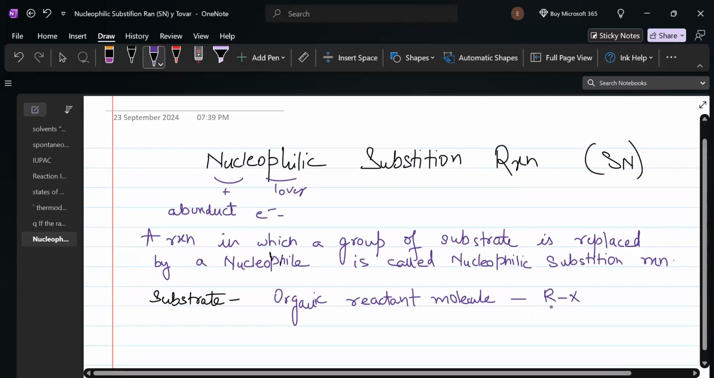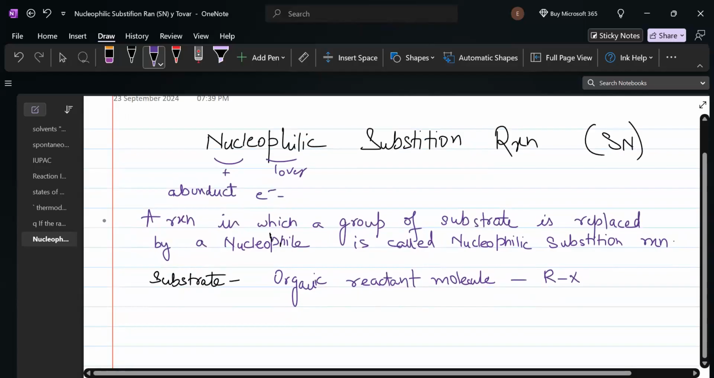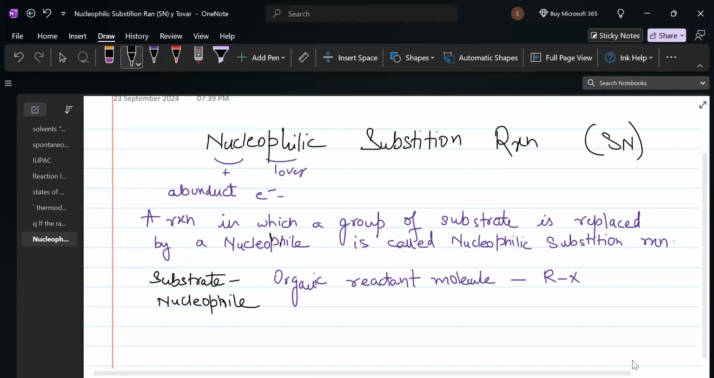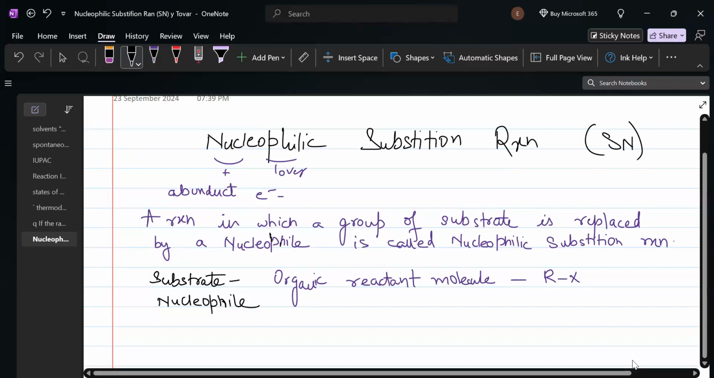We will note these down, don't worry. Then there is the nucleophile. The reaction will take place between the substrate and the nucleophile. I have already told you the definition of nucleophile. So nucleophiles are electron rich species. So obviously they will attack a positive thing.